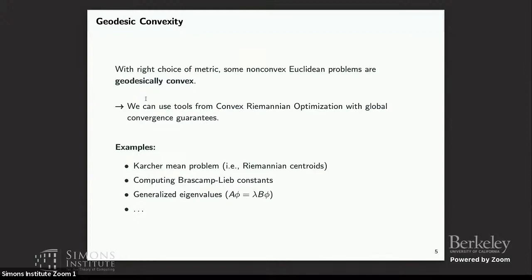And we already said in the matrix context, it's especially interesting to look at problems which are non-convex in the Euclidean setting, but where this reformulation on a Riemannian manifold gives us geodesic convexity. And some examples for that are, for instance, the computation of Riemannian centroids on the manifold of positive definite matrices. So that's a special instance of the Cauchy-Mean problem. Also the computation of Brascamp-Lieb constants that we've heard about earlier, or the computation of generalized eigenvalues, for instance.